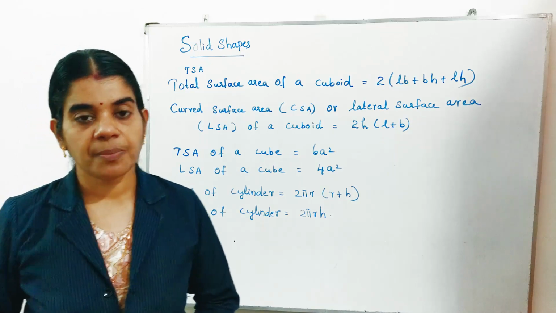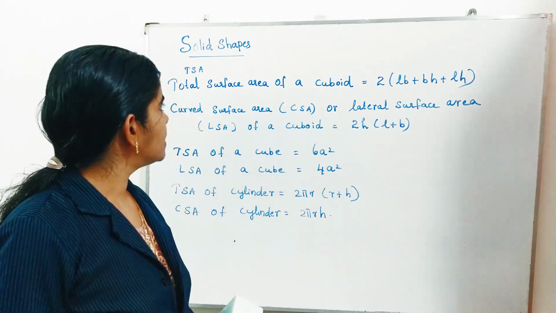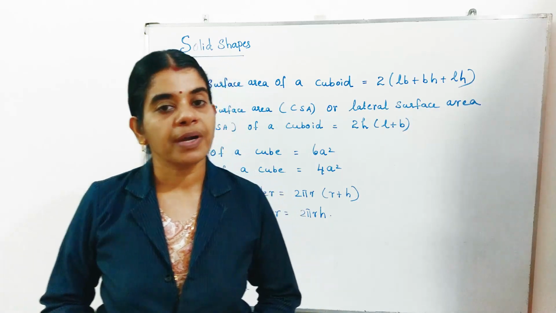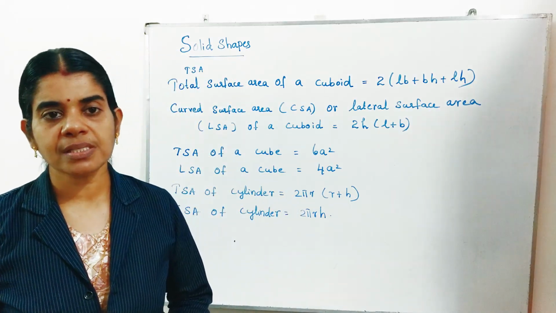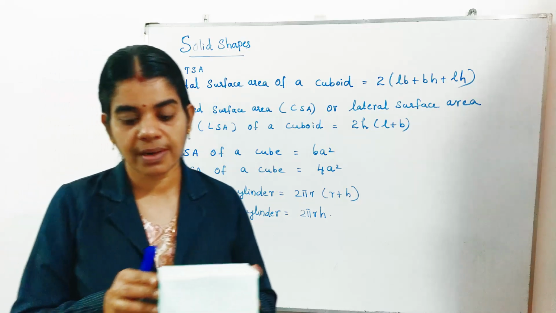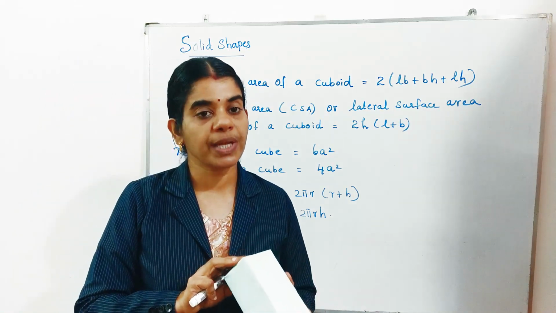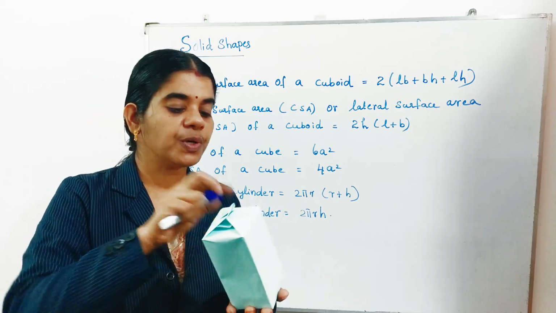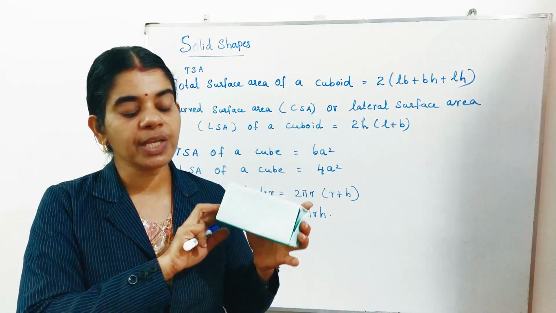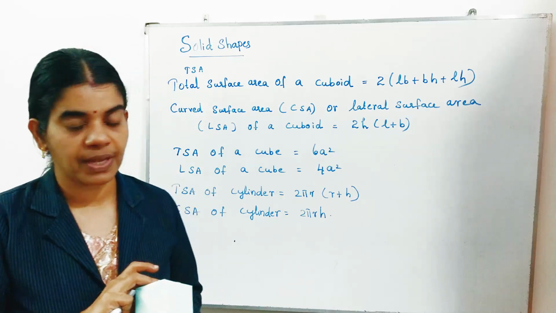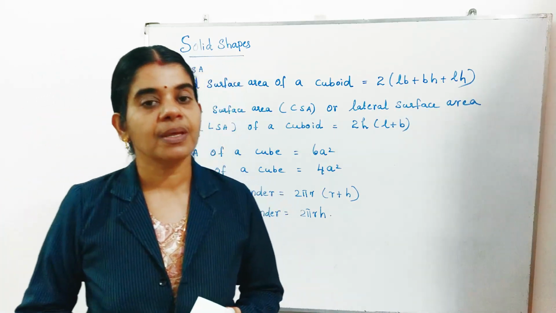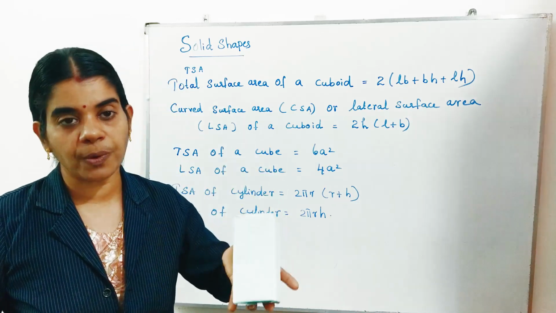Here we are discussing mainly three solid shapes: cylinder, cuboid and cube. Cuboid means a rectangular box like that. How many faces does a cuboid have? 1, 2, 3, 4, 5, 6. So a cuboid has 6 faces. All the 6 faces' area is known as the total surface area of the cuboid.